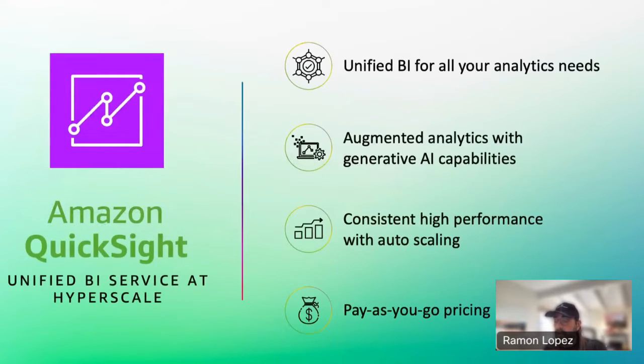So first, at a high level, Amazon QuickSight. I hope and assume that many of you already know what QuickSight is, but if you don't, quick little tidbits here. First of all, it's a BI solution in AWS and Amazon, and we call it Unified BI Service at Hyperscale, BI being business intelligence. What we aim to do is to provide you all the capabilities needed to run all your reporting, all your analytics, all your business intelligence in one platform.